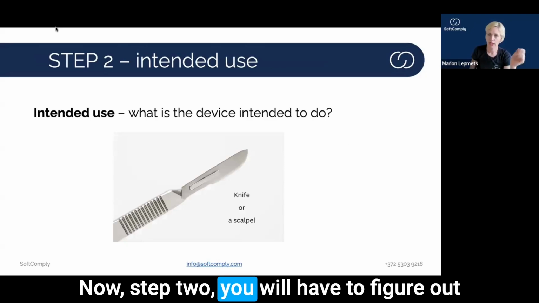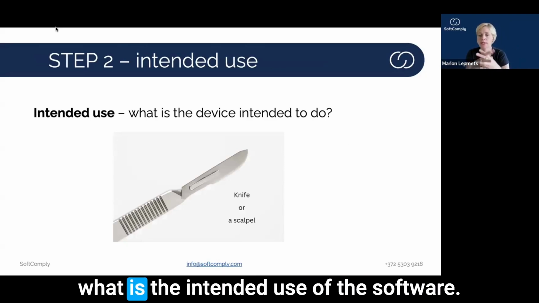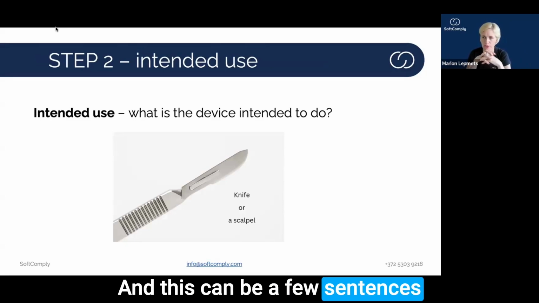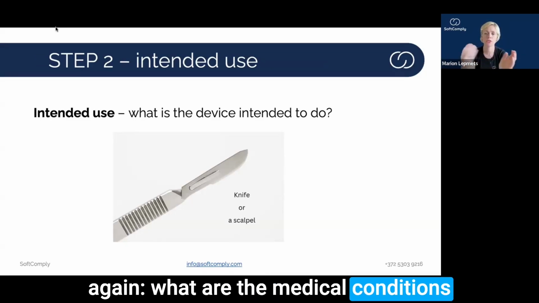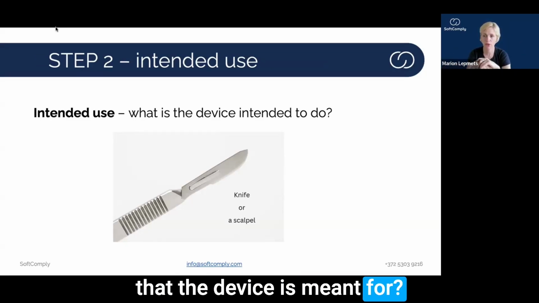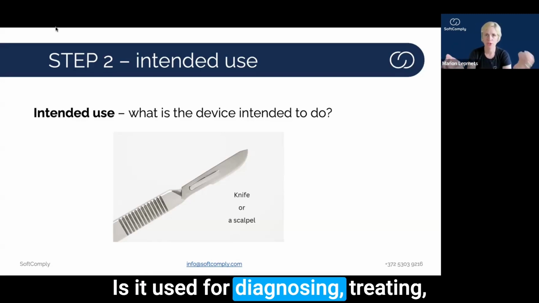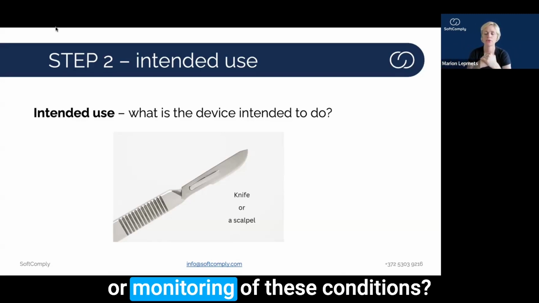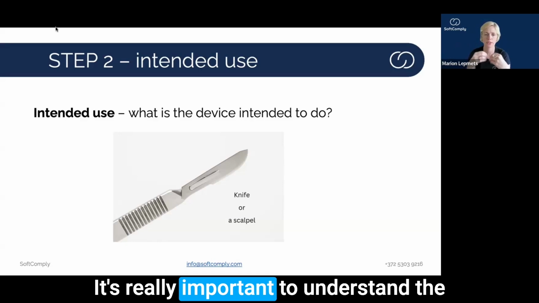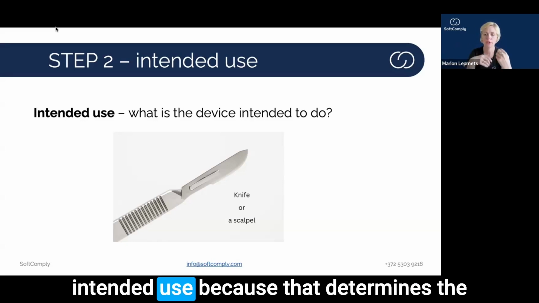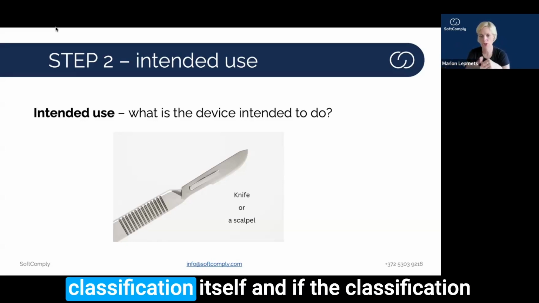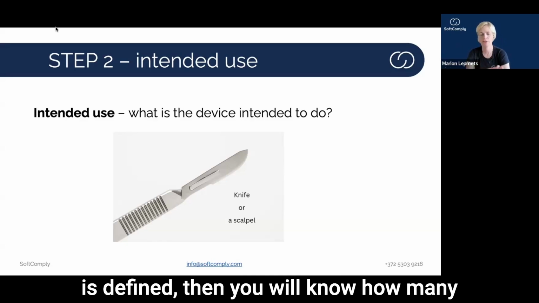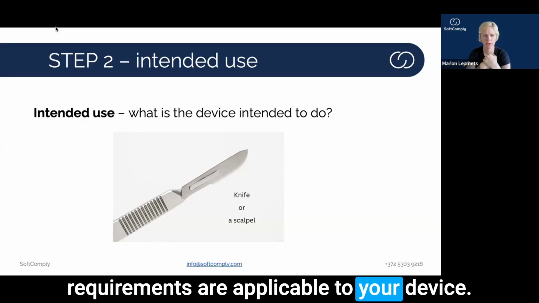Now, step 2, you will have to figure out what is the intended use of the software. And this can be a few sentences again. What are the medical conditions that the device is meant for? Is it used for diagnosing, treating, or monitoring of conditions? It's really important to understand the intended use because that determines the classification itself. And if the classification is defined, then you will know how many requirements are applicable to your device.